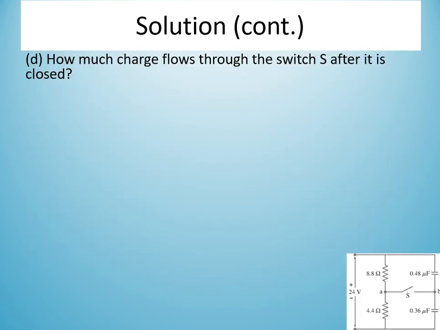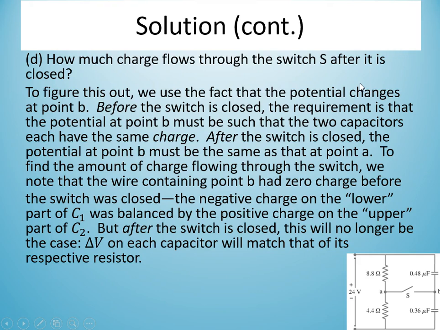Now, what about part D? How much charge flows through the switch after it is closed? This is the first time we're going to deal with a little bit of difficulty here. In fact, you can already tell the font's getting smaller. So, to figure this out, we're going to recognize that before the switch is closed, the requirement was that the potential at point B was such that the two capacitors had the same charge. But after it's closed, it's going to be such that you have the same potential between points A and B. So, that's going to be a change.